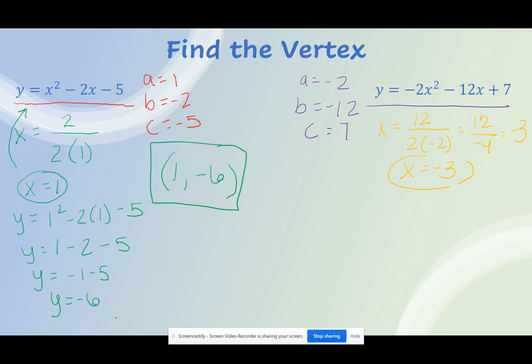And now we're going to plug this into our original equation. So we get y equals negative 2 times negative 3 squared minus 12 times negative 3 plus 7. When we solve it, negative 2 times 9 plus 36 plus 7. So we get positive 18 plus 7, so it's 25, which means that our vertex for this problem is (negative 3, 25).